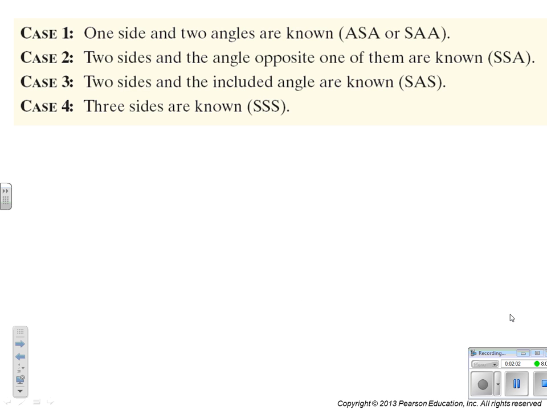Okay, so we're going to have 4 different cases. Case 1, one side and 2 angles are known: angle, side, angle, or side, angle, angle. Now, how many of you, this is the first time we're seeing side, angle, side, angle since geometry? Oh, remember when you were young and gorgeous in geometry? And now we're all old and crotchety in precalculus. So we're going to look at the 4 different cases because there are different methods for each case.